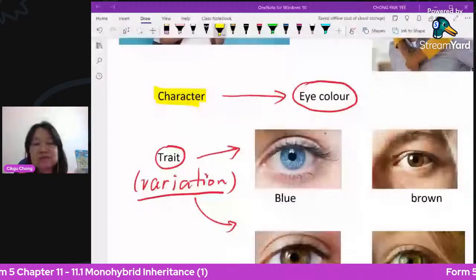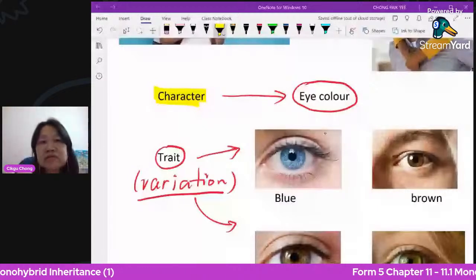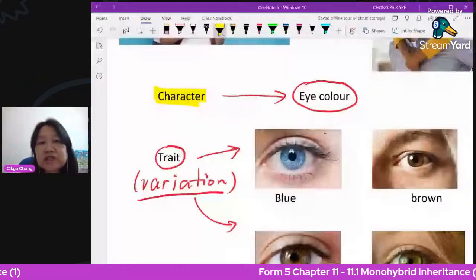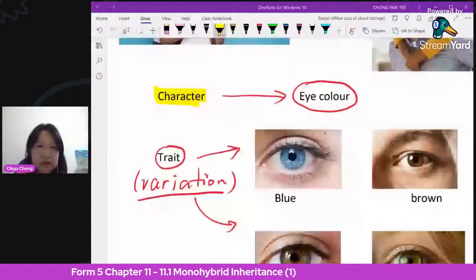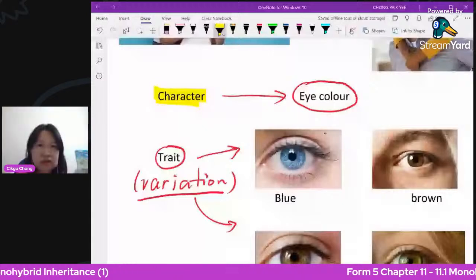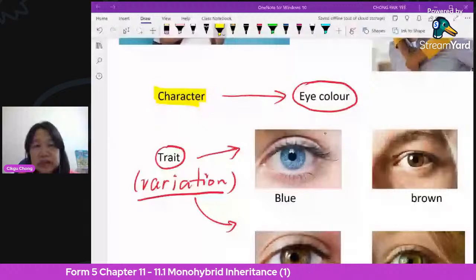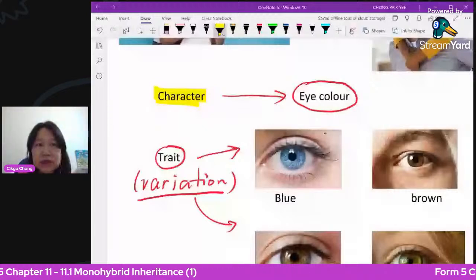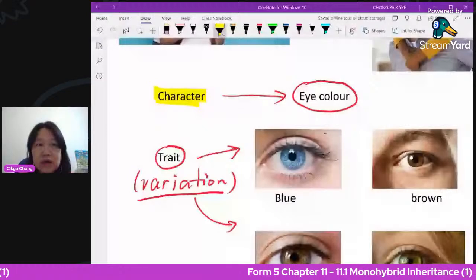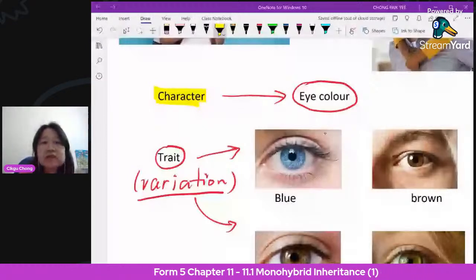So these are the different types of what we call traits. Traits are the variation of the characteristic. The characteristic is eye color. The traits are all these: hazel eyes, gray eyes, black eyes, brown eyes. Okay, so I hope you understand the difference between characteristic or character and also trait. So let's look at here. A characteristic or character is a hereditary feature of an organism that can be passed down. So it can be, for example, height, skin color, or eye color.